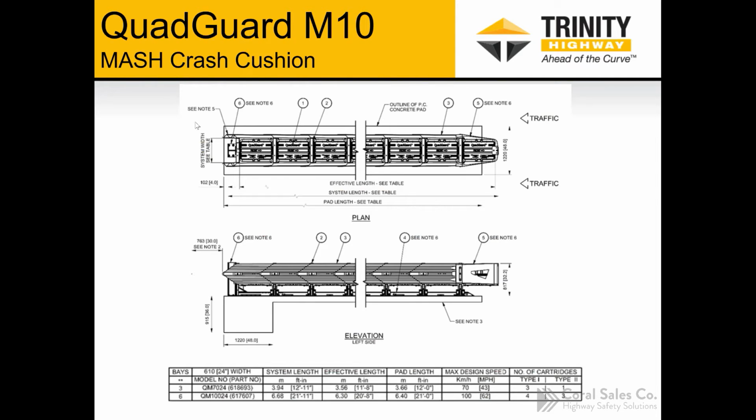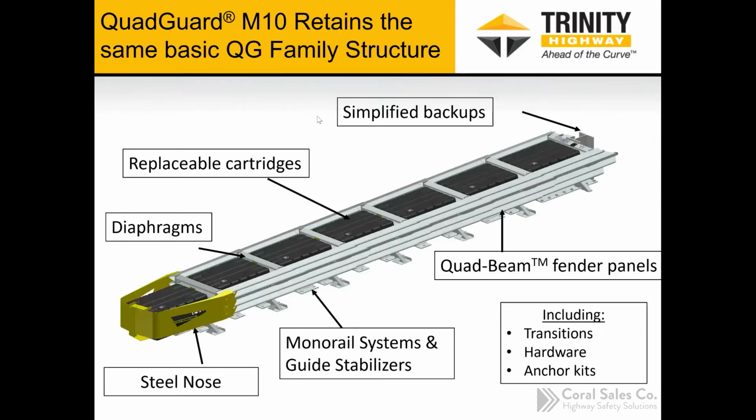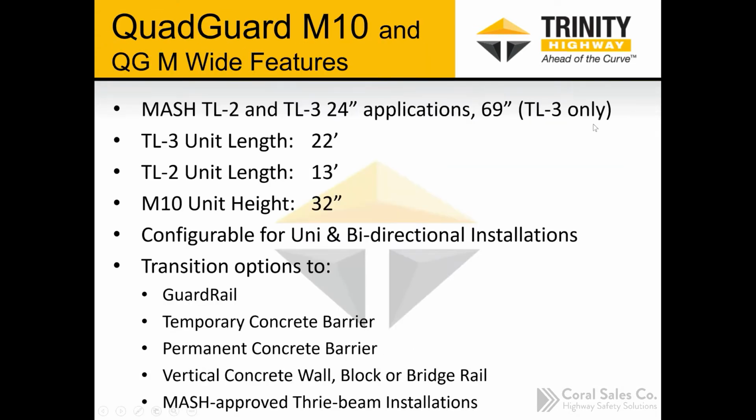So again, just to summarize the standard QuadGuard system, we have the TL2 version, we have the TL3 version in the 24-inch application, and then we have a 69-inch system that is test level 3 only at this time. Again, they're roughly 22 feet in length. The TL2 unit is 13 feet in length. The top of the panel height is roughly right around 32 inches.